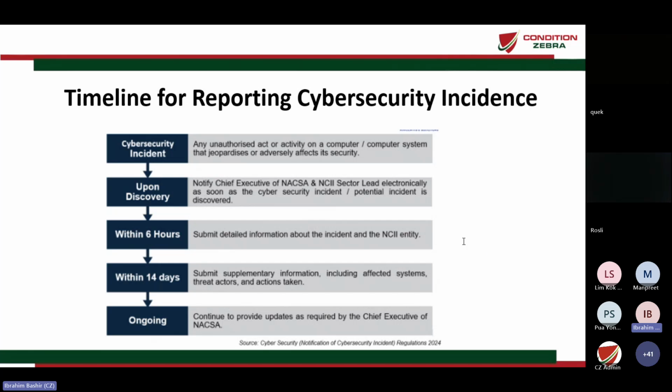Okay, another question from Young. Incident and risk assessment or audit report, all have to be submitted to the CEO. By right, yes, but the more important thing about the law is it's not just to submit to the CEO, it's to submit to the sector lead. That's more important. This report or assessment report needs to be submitted to the sector lead to show that you have done this assessment or the audit.